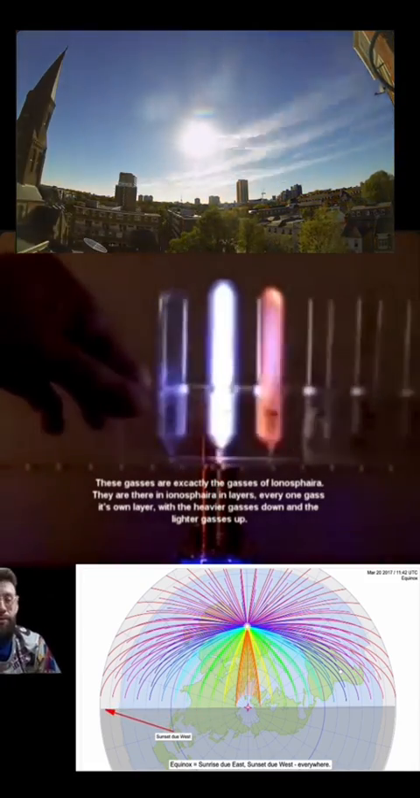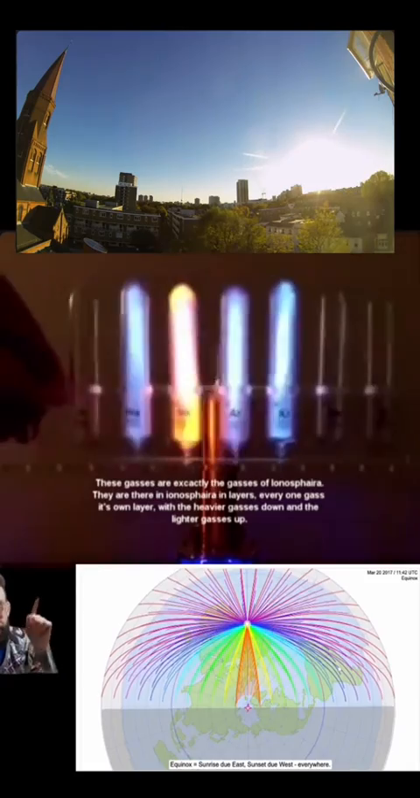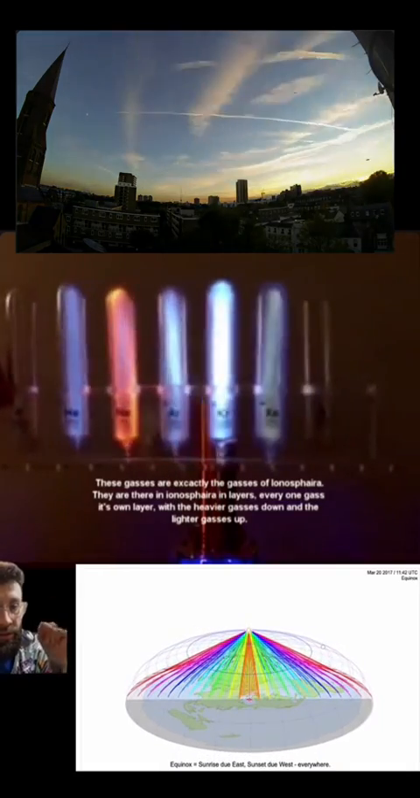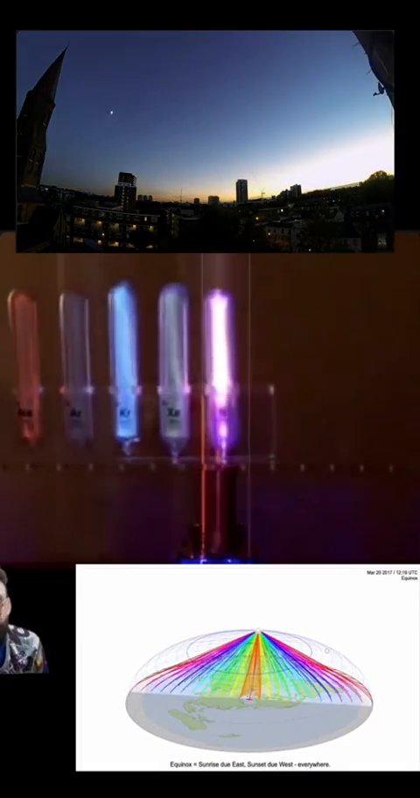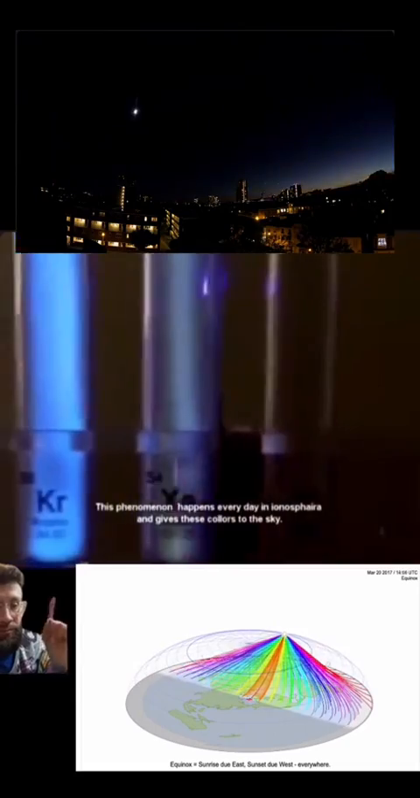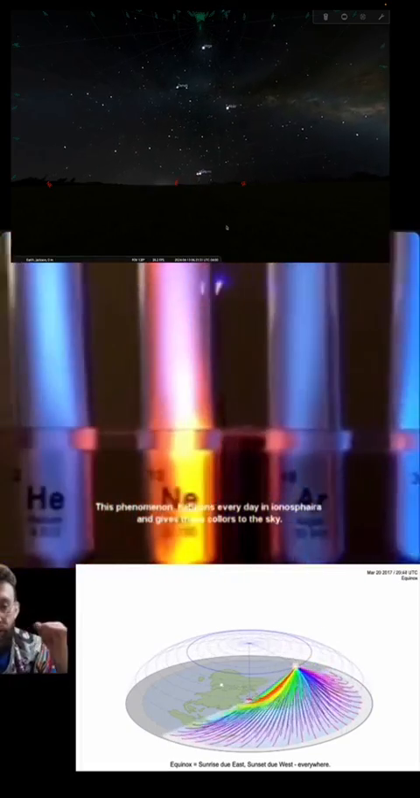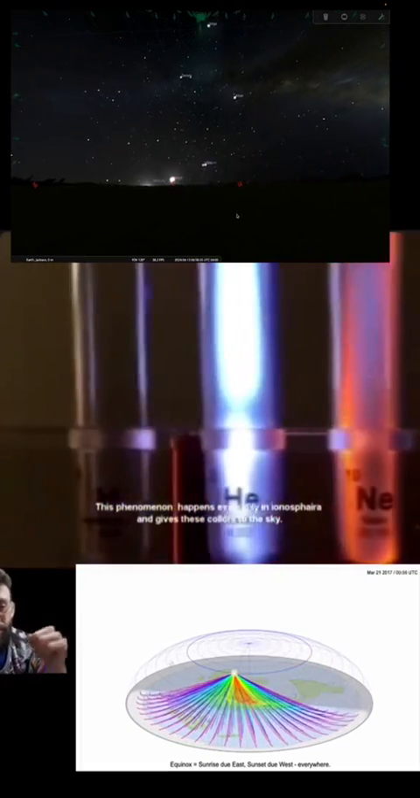These gases happen in the ionospheric levels, and every gas has its own layer. At the top, you have the lighter gases, and you move down into the heavier gases at the bottom. Every single day, this phenomenon happens in the ionosphere, and these are the colors that we see in the sky. It's what gives it the color.